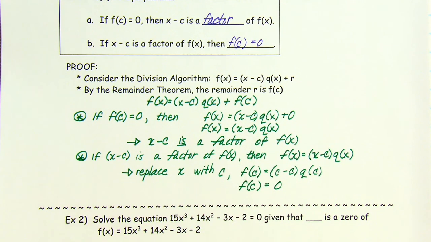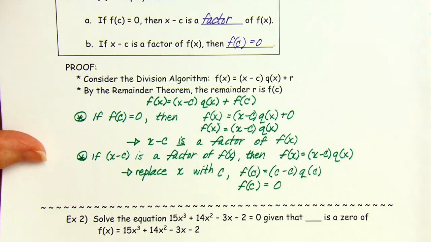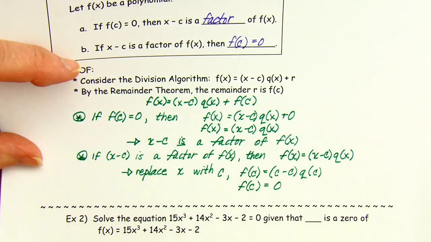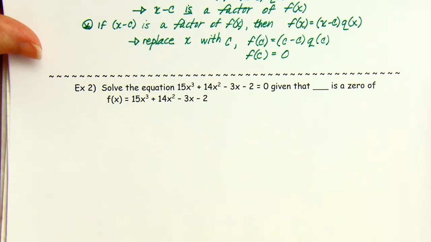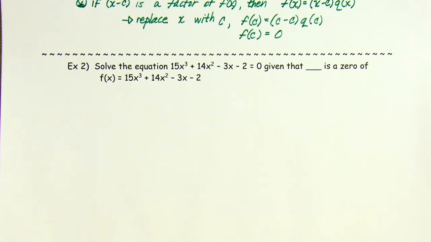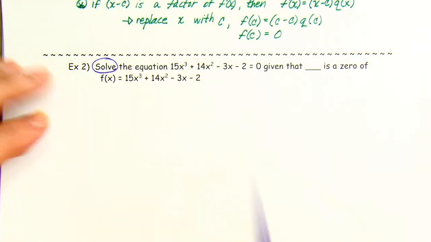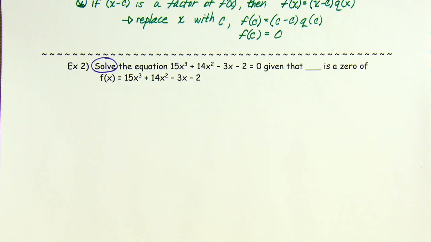All right. Let's now use the factor theorem. Now here's where it's going to be really important that you read the directions so that you know what you're asked to do. In this particular problem, this says solve, and so you're looking for all the zeros of this polynomial function. Solve the equation, and S for solve, we're back to using set notation, so you got to put all your solutions or your zeros into set notation as your final answer.